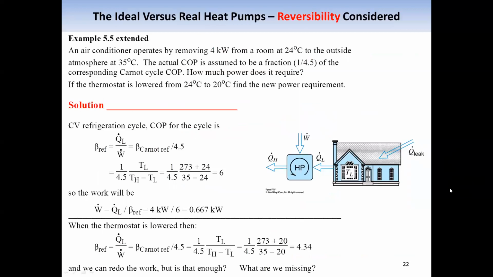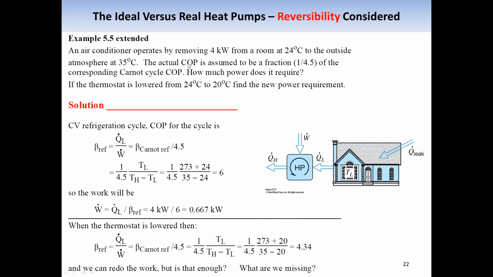Then we should be able to analyze this problem, assuming the same situation of the house we discussed in the last example. If the house is maintained at 24 degrees Celsius, the environment is at 35 degrees C. In order to maintain the house temperature at steady state, we need to remove 4 kilowatts of energy from the house.